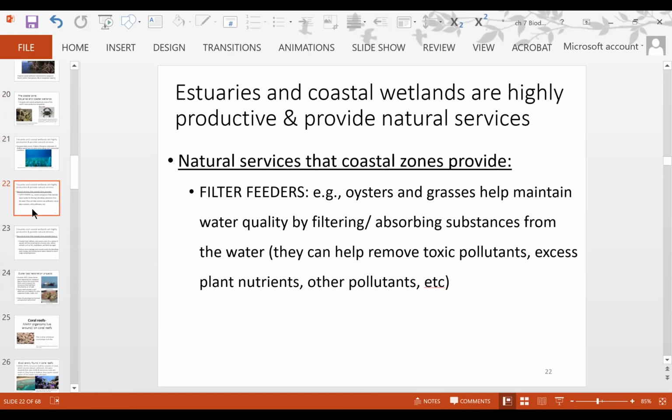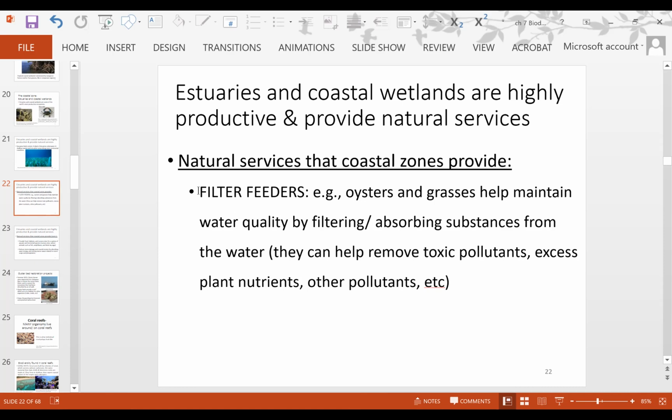And a main natural service that coastal zones provide is absorbing pollution and absorbing nutrients. And then another natural service that coastal areas provide would be the absorption of storm energy, as I explained a couple of minutes ago.